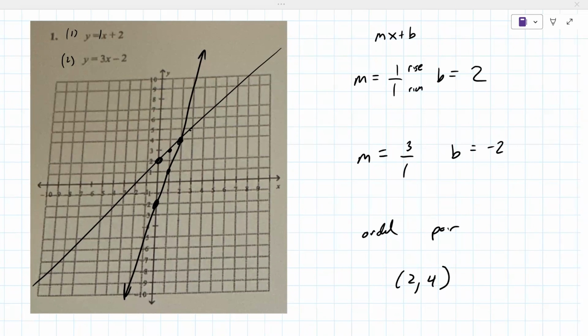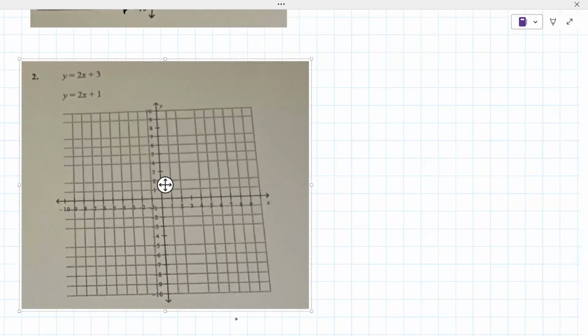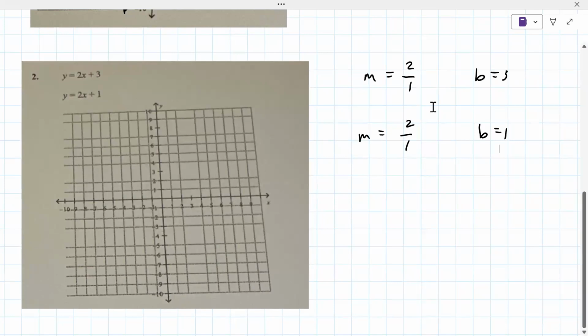All right, number two here. If you do the same thing we did there, you're going to recognize the first equation is a slope of 2/1, the b value of 3. Second equation is a slope of 2/1, b value of 1. When they have the same slope, there's two possibilities. They're either parallel or they're the same line. Since they have different b values, they are parallel.